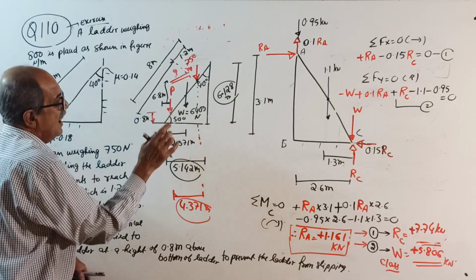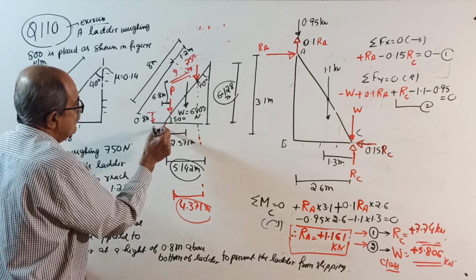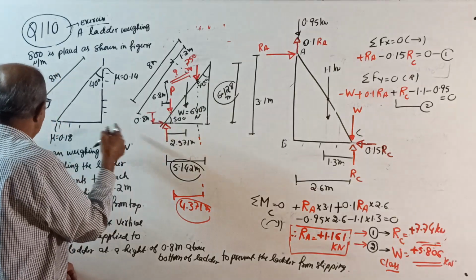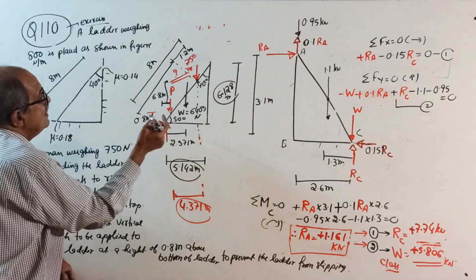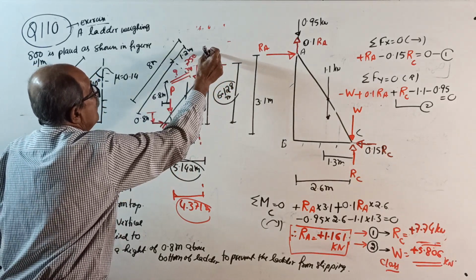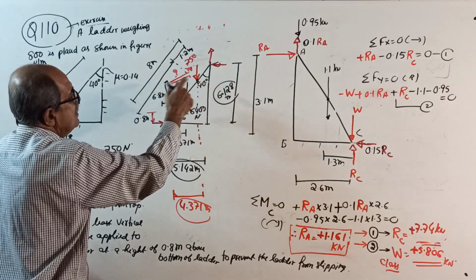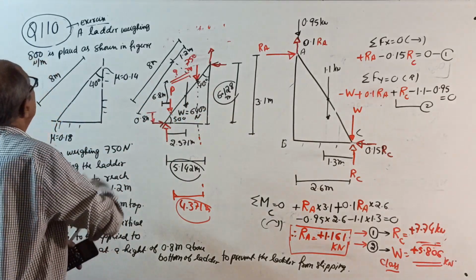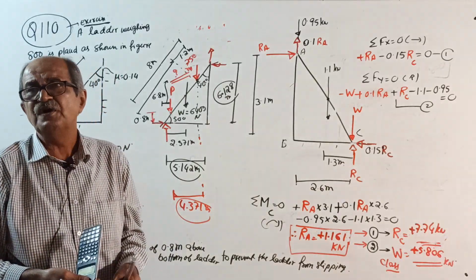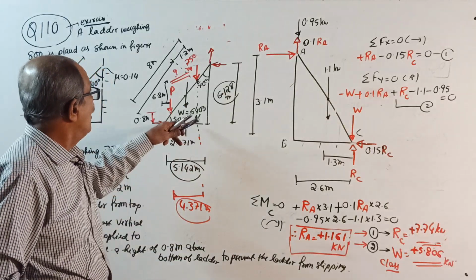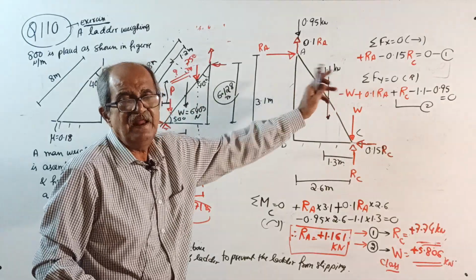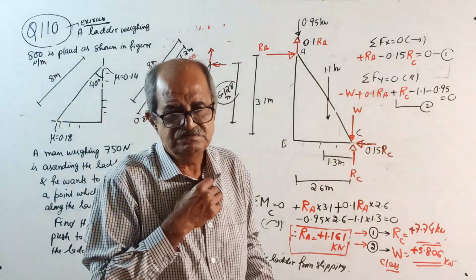Now, as usual, remember, there's a normal reaction here, slipping this way, friction here equal to 0.18 times R. There's a normal reaction here, friction this way of 0.14 R. This is an exercise question. I should not explain this much, but still I almost explained everything. Now I will draw a neat sketch and then solve the question.